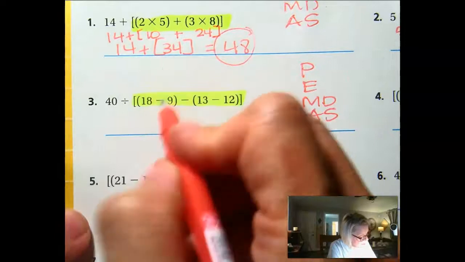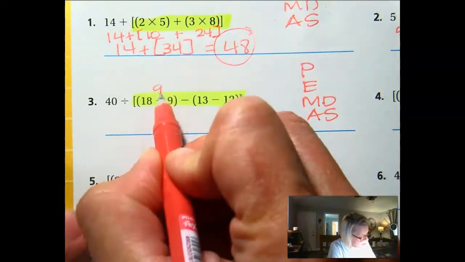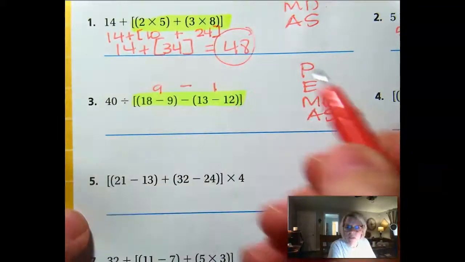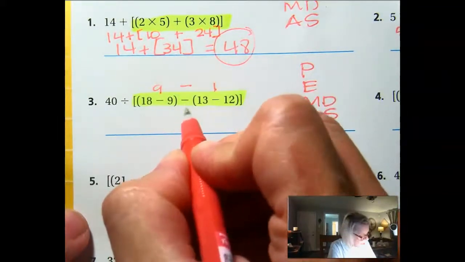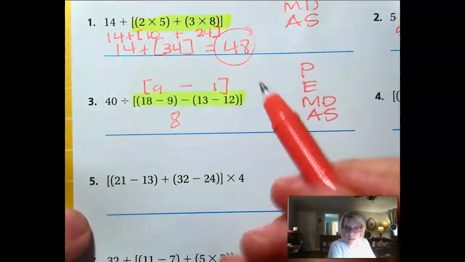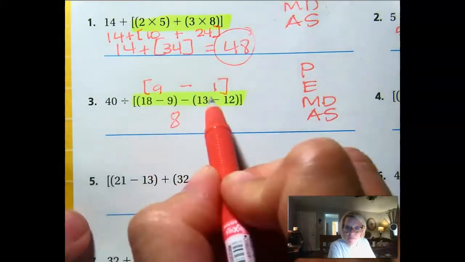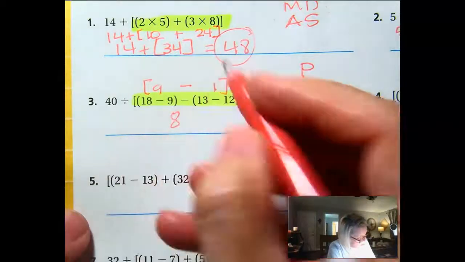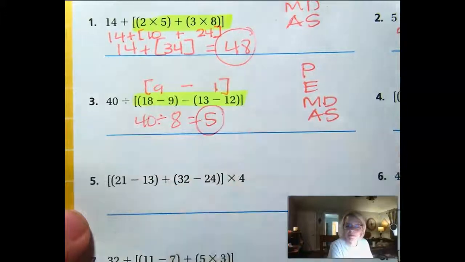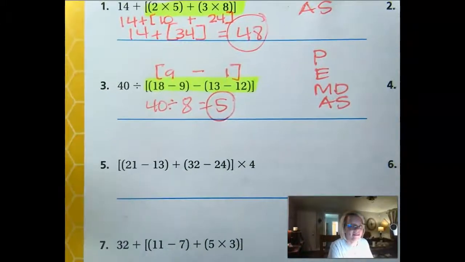Anyway, let's solve it. We have 18 minus 9, which is 9. 13 minus 12, which is 1. 9 minus 1 is 8. Remember, this belongs in the bracket still. 9 minus 1. So 40 divided by 8 is 5. Awesome, right? I bet you got 5. I'd be willing to bet money that you got 5.